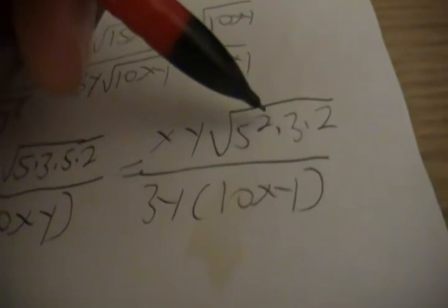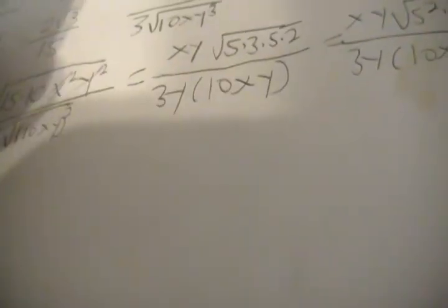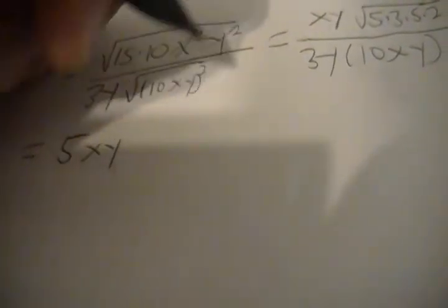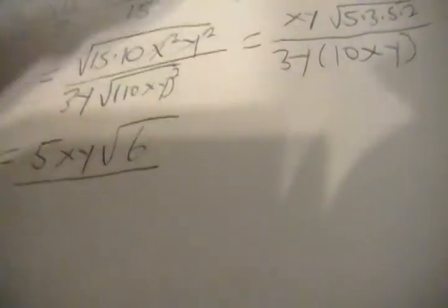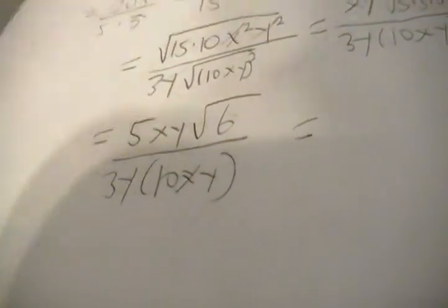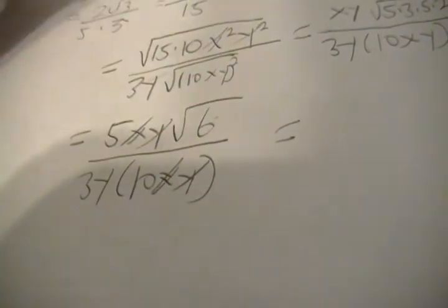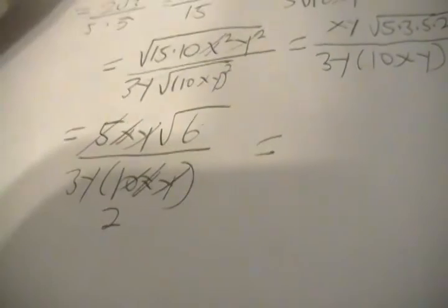So now to go back to the numerator, we get xy, radical 5 squared times 3 times 2 over 3y times 10xy. Now let's take the square root of 5 squared, so we get 5xy square root of 3 times 2, which is 6, over 3y times 10xy. Now we see if we can simplify and cross cancel anything. So we can cross cancel x's, we can cross cancel y's. Can we cancel 5 and 10? Yes, we can. 5 is 1 and 10 becomes 2.